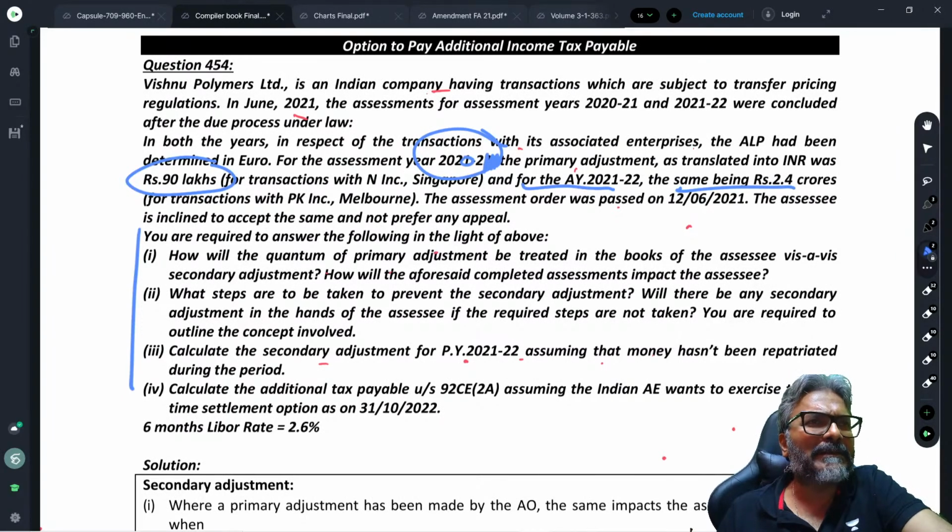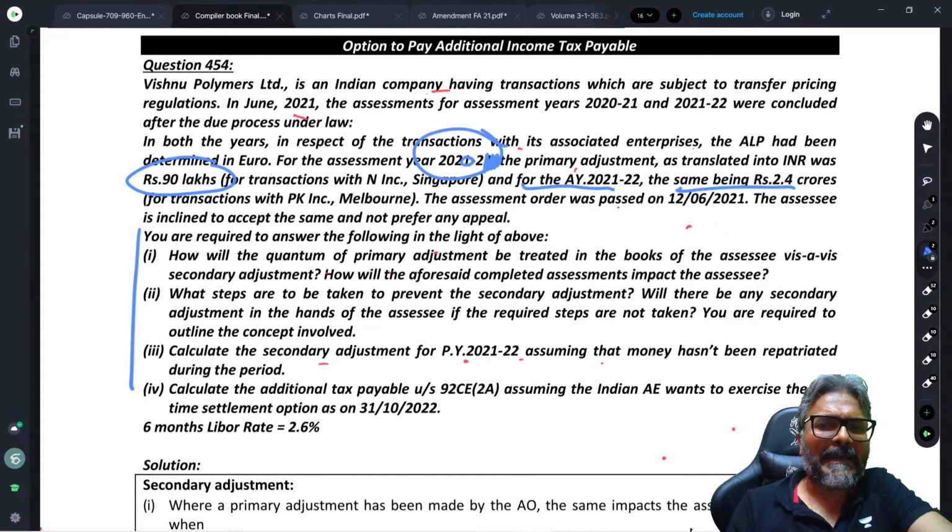So, in that case, the assessee will have to face the consequence of secondary adjustment. All that is a theory, right? The theory is what is required in point number 1. Point number 2, what steps are to be taken to prevent the secondary adjustment? What you have to do, students, if you have to prevent the secondary adjustment, bring the money back in India within 90 days period, isn't it?